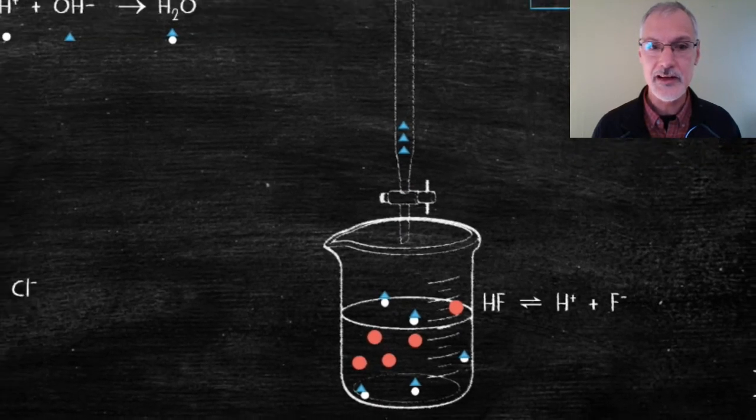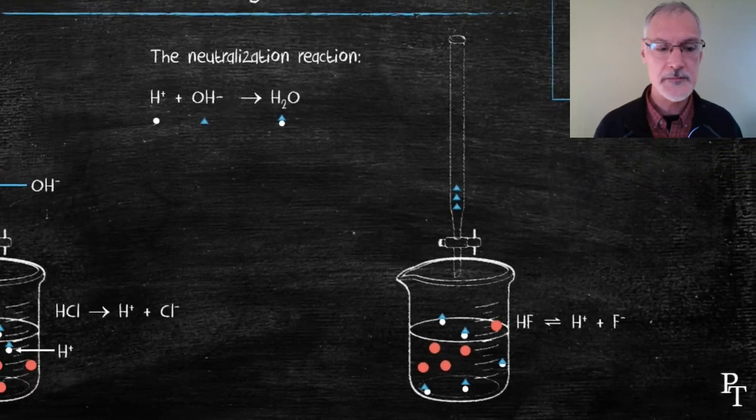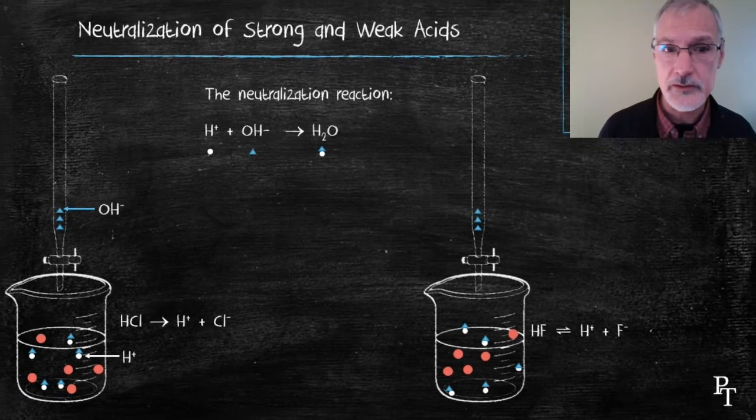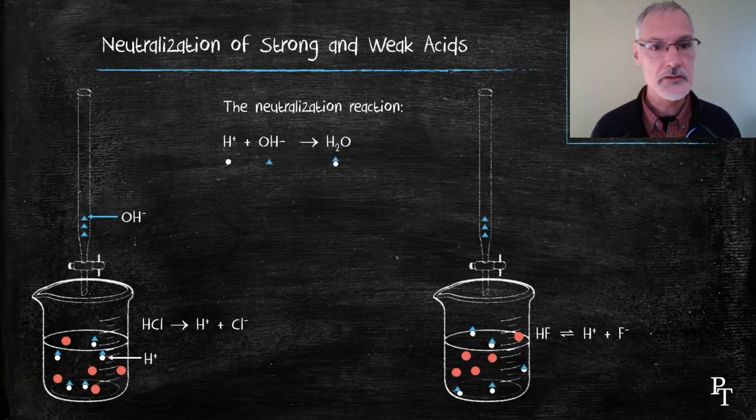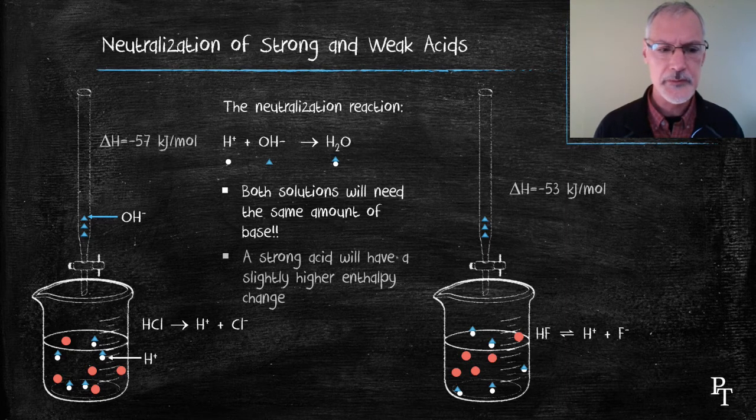In both cases, I'm going to need the same volume of base to neutralize equimolar concentrations. So that's an important feature, that for both strong and weak, there's no way you can tell them apart from neutralizing them. But there is something about their energies that you can use.